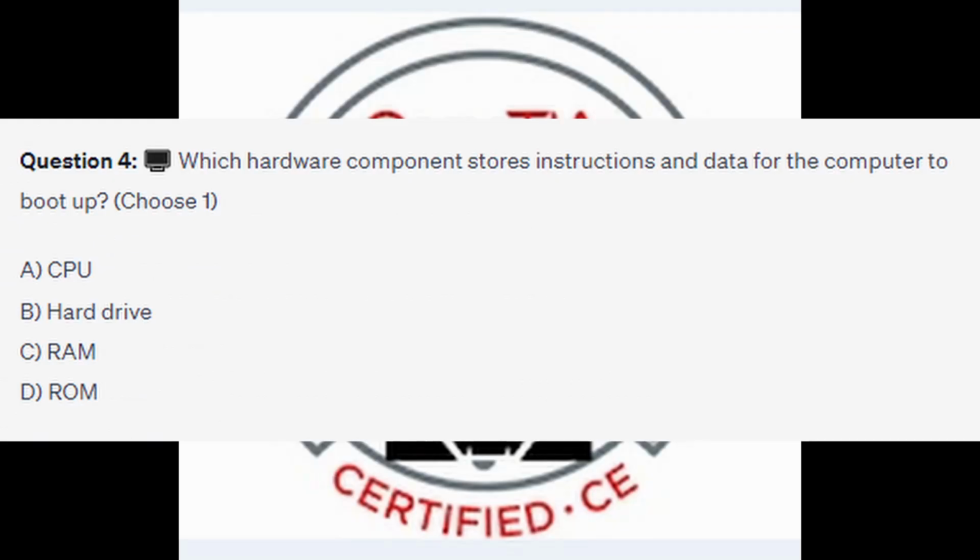And for the next question of our exam, question number 4. And the question states, which hardware component stores instructions and data for the computer to boot up? Choose 1. Is it A, CPU? Is it B, hard drive? Is it C, RAM? Or is it D, ROM? You now have 5 seconds.